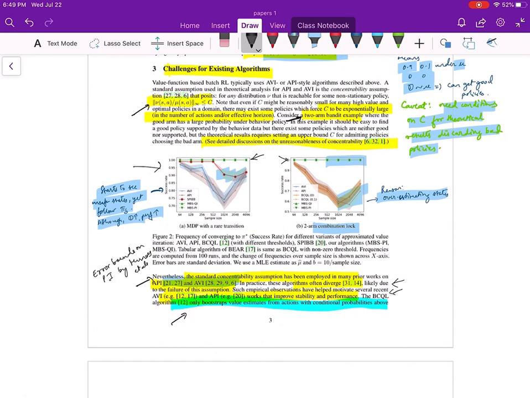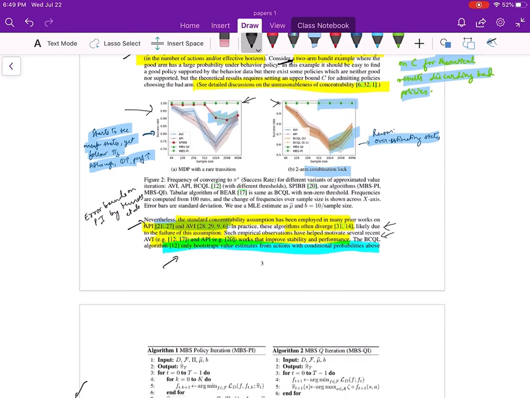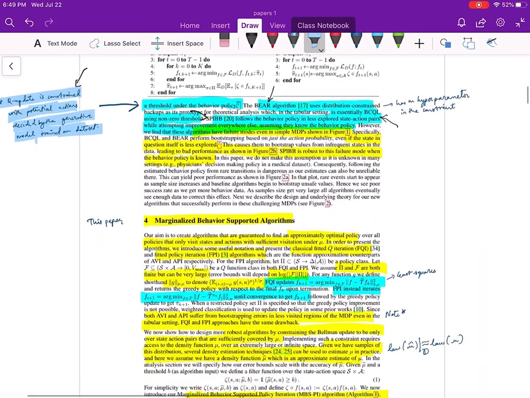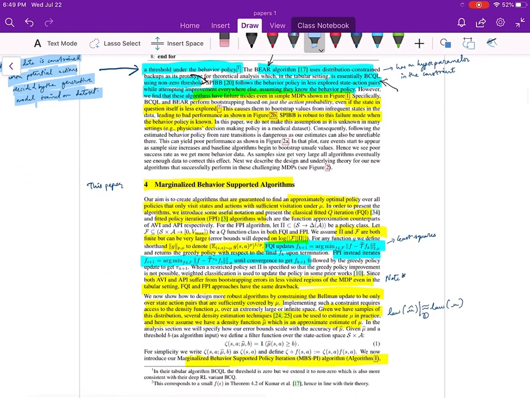Let's go ahead. Just to add a point here, Bear is the same as BCQL with non-zero threshold. So this one is Bear. Going ahead, I talked about this in the above figure. So let's go ahead to the most important section, on the algorithms of the current paper.